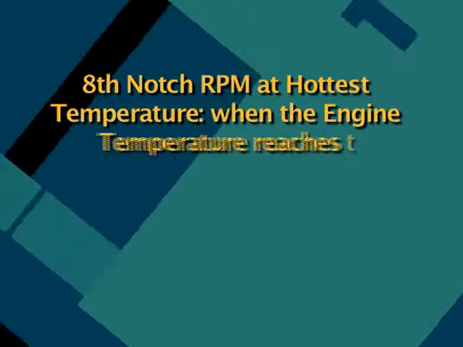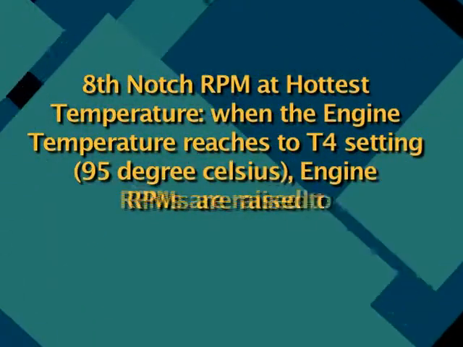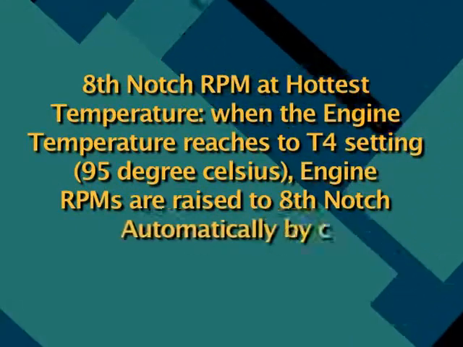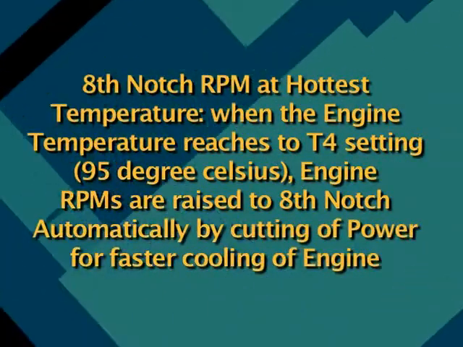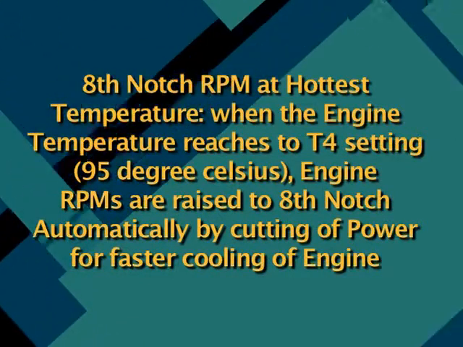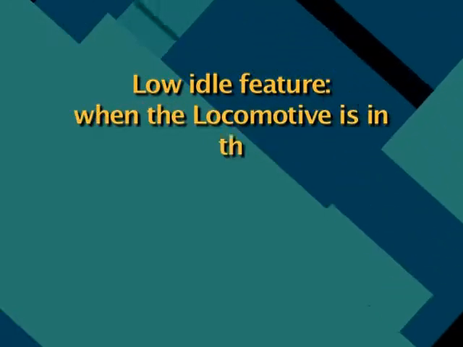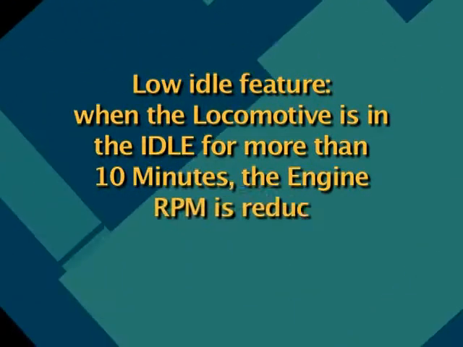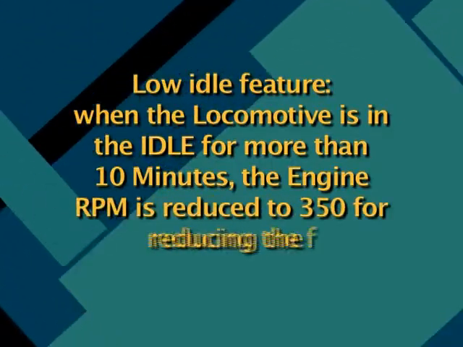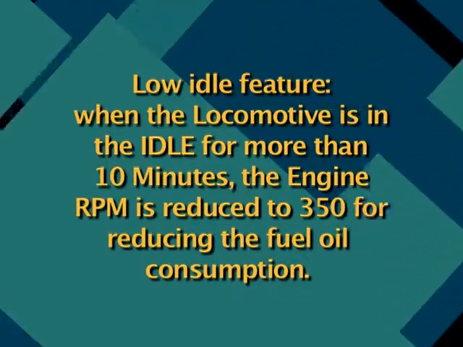When the engine temperature reaches T4 setting, 95 degrees, engine RPMs are raised to 8th notch automatically by cutting off power for faster cooling of the engine. Low idle feature. When the locomotive is idle for more than 10 minutes, the engine RPM is reduced to 350 for reducing the fuel oil consumption.